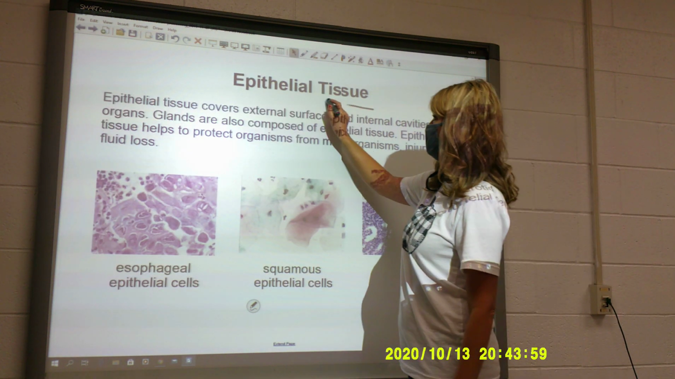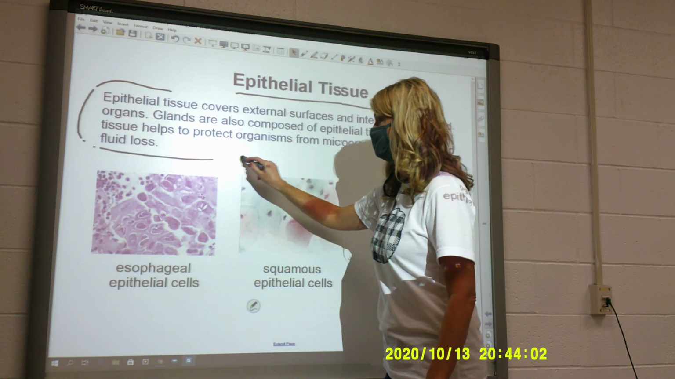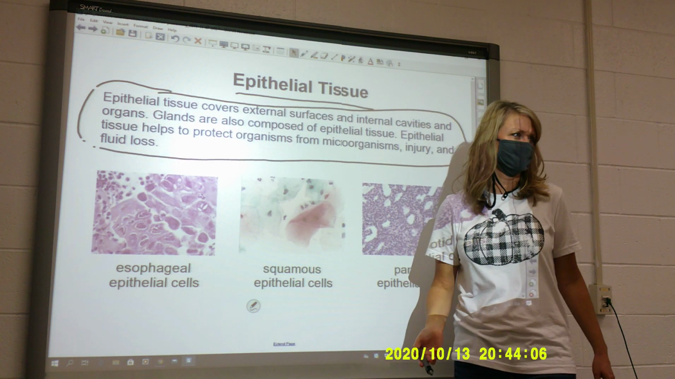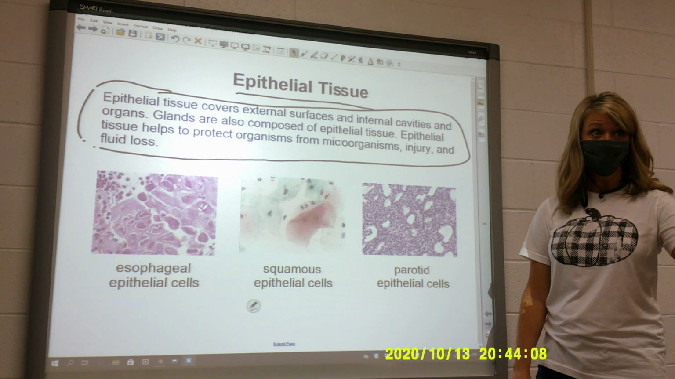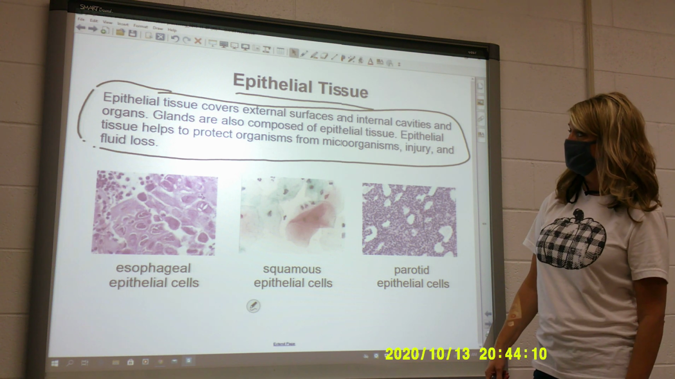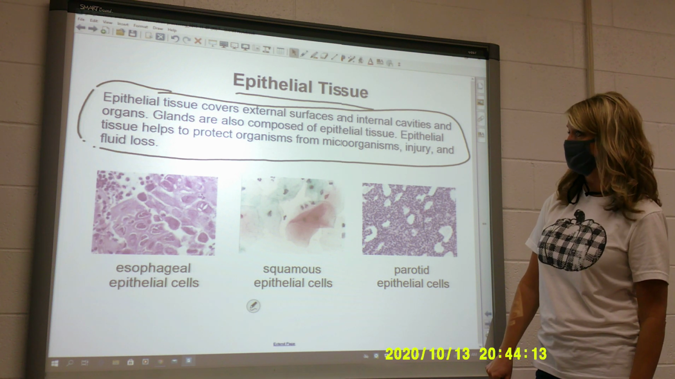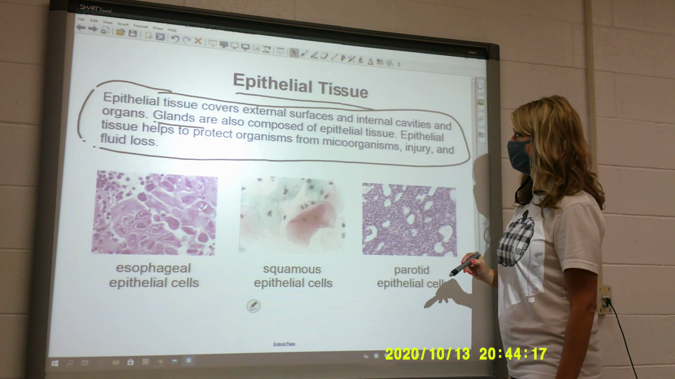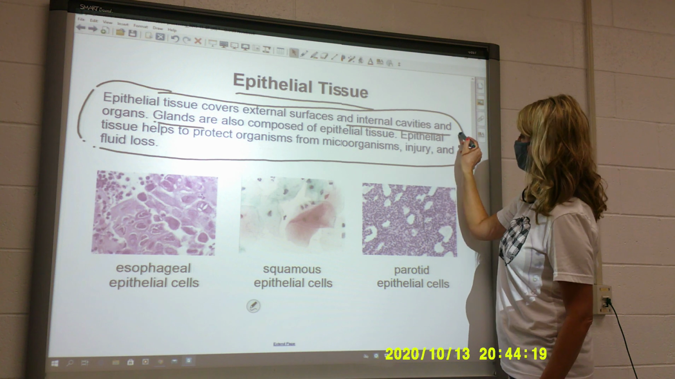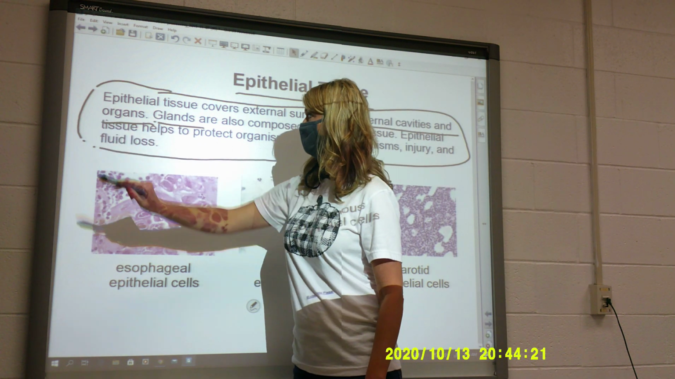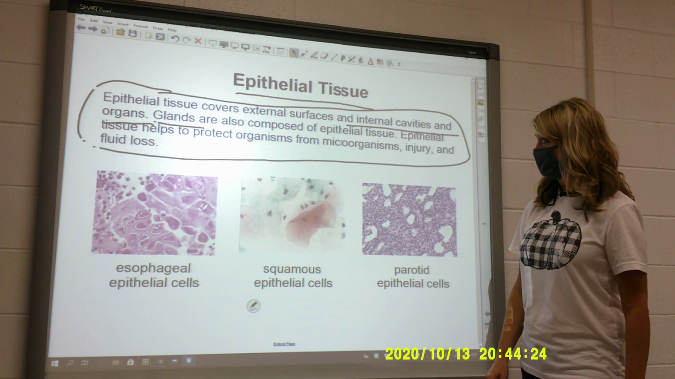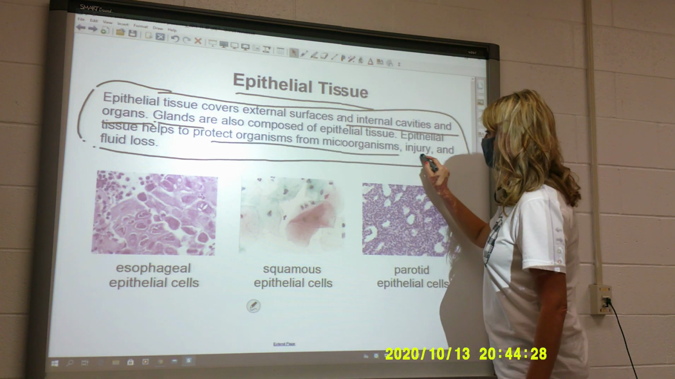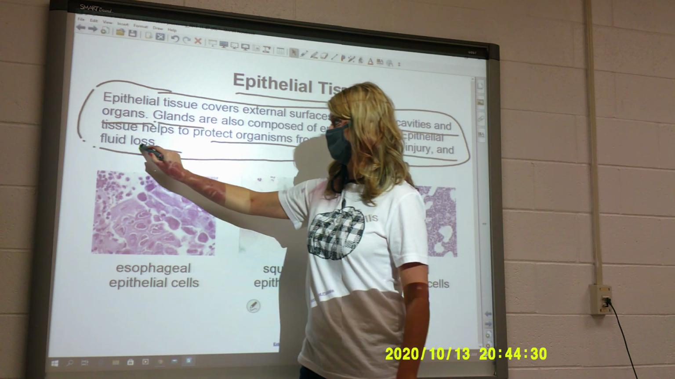Then you have epithelial tissue. This is the one that I think is the most difficult because it's kind of a weird word and you probably just haven't heard of it before. I have. You have? Well, good. Epithelial tissue covers external surfaces and internal cavities and organs. Glands are also composed of epithelial tissue. Epithelial tissue helps to protect organisms from microorganisms, injury, and fluid loss.